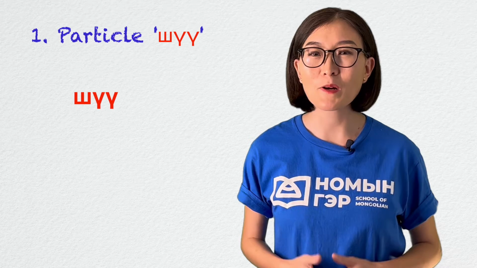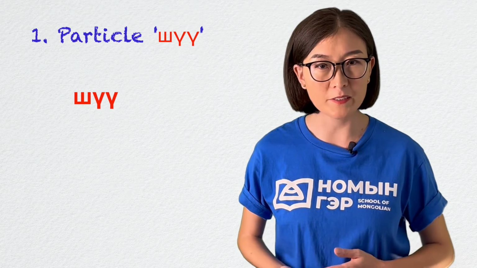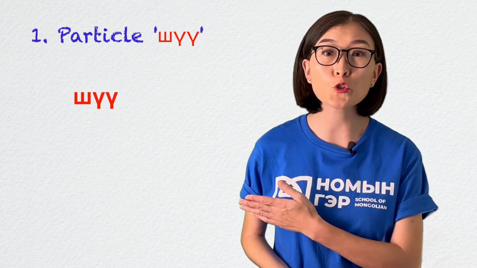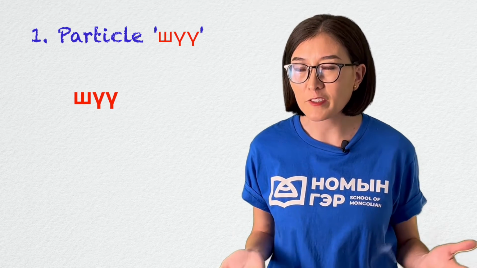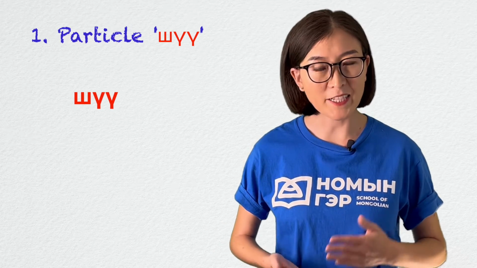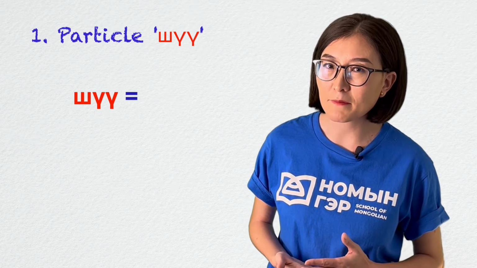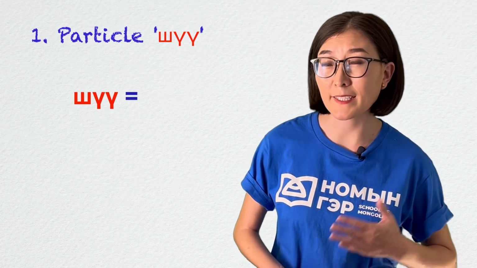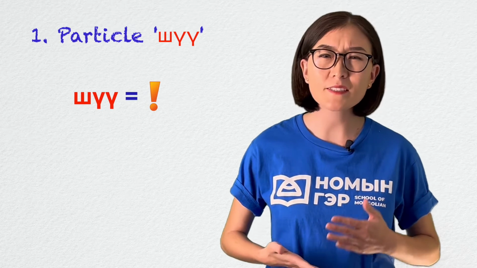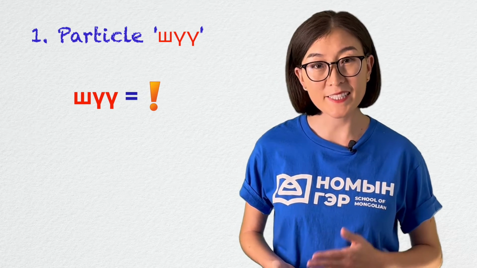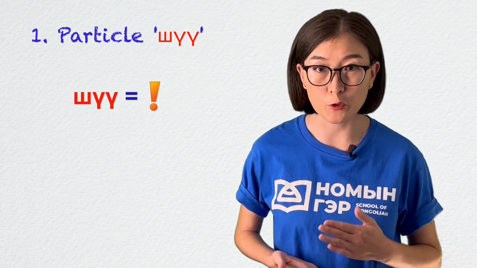Number 1. Particle shu. First particle we will talk about is shu. I think you guys have definitely seen or heard this. It comes at the end of a sentence. So usage of this particle is sometimes similar to how you use exclamation point in English. But this is not an exact translation. Basically, it adds more emphasis to what you're saying.